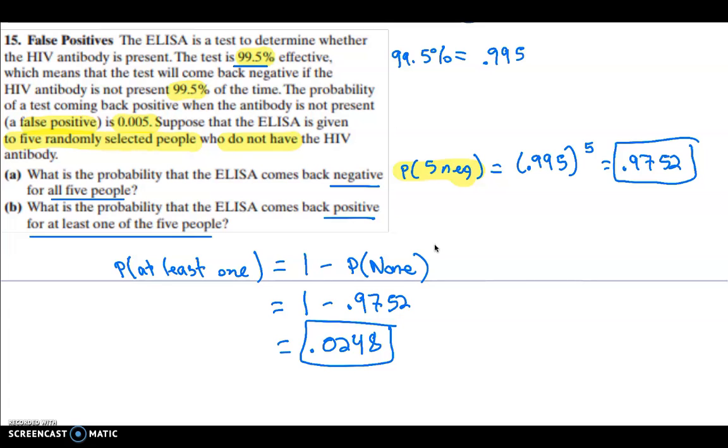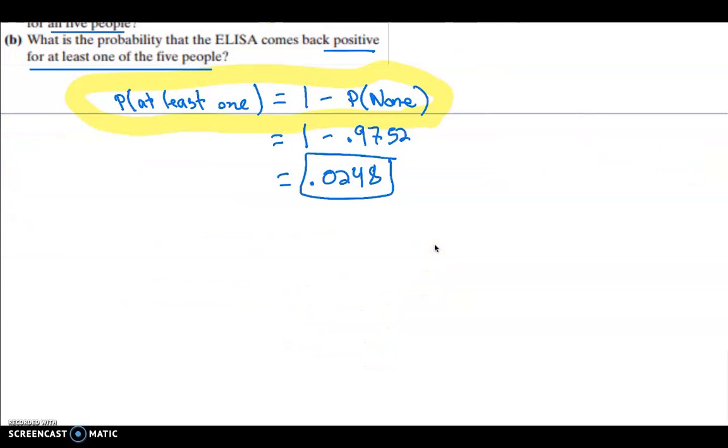Just remember, this is a very, very big idea here, that the probability of at least 1 is 1 minus the probability that none occur. That will be used very frequently in this class.